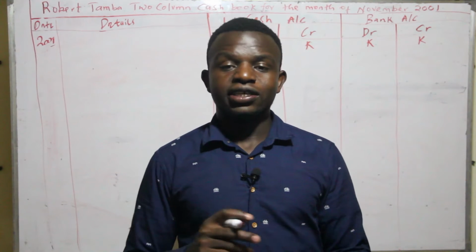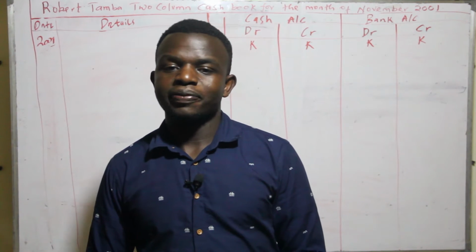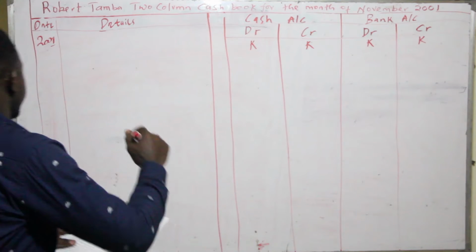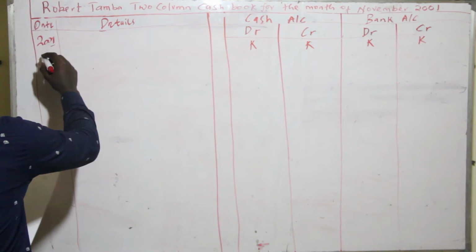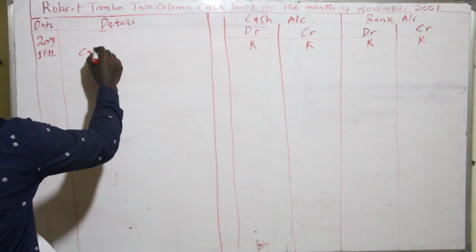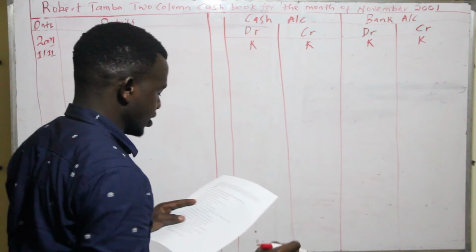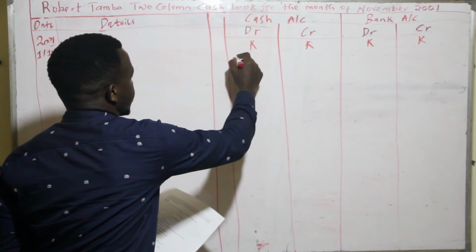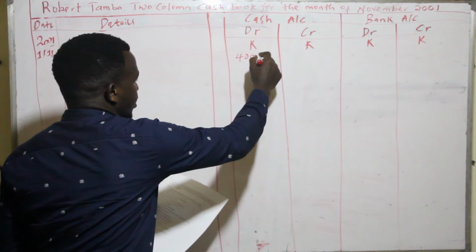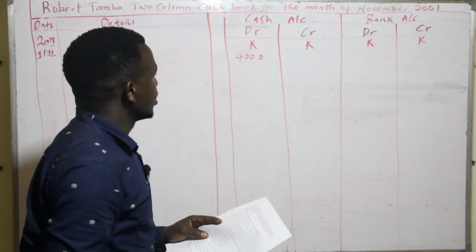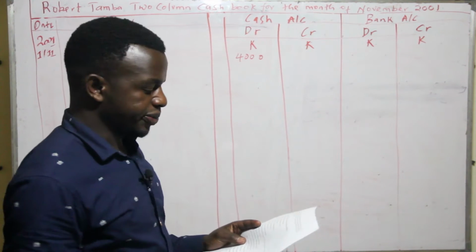So for that transaction, we are going to record it on the debit side in the cash account. So we say 1st of November. In our details, we'll say cash. And since this is cash at hand, we're going to record it on the debit side of the cash account. So we're going to have 4,000 in the cash account on the debit side.